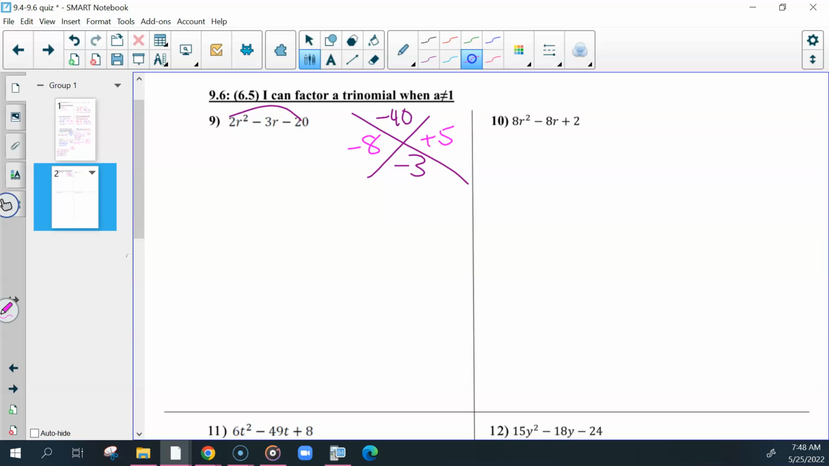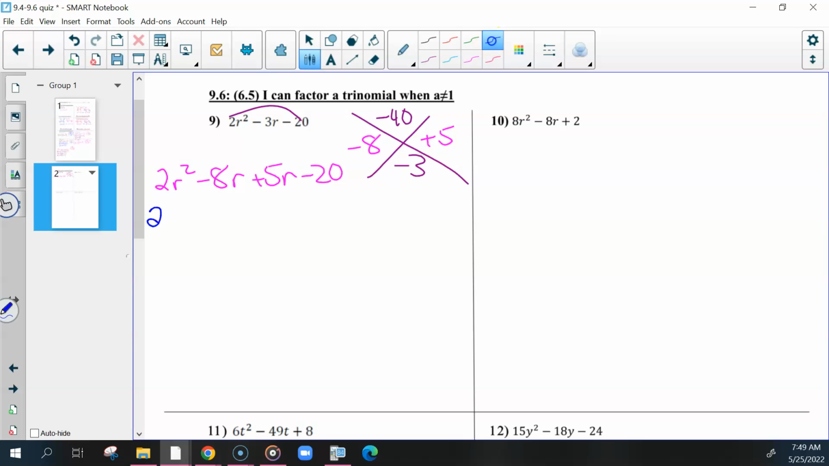Rewriting it as 4 terms was worth 1 point. So 2r squared minus 8r plus 5r minus 20. And then splitting the middle. If you switch these, your GCF may be a little different, but that's okay. I still give you credit for that.